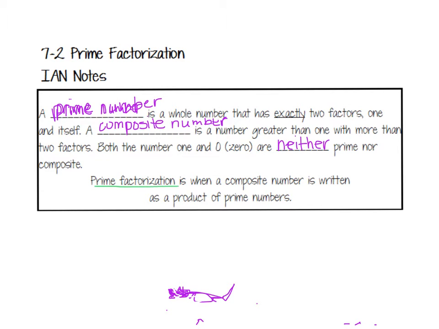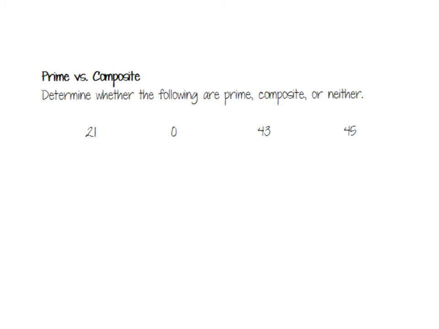Prime factorization is when a composite number is written as a product, that's an answer to a multiplication problem, of prime numbers. So we're going to do some stuff with that, and hopefully it'll make more sense as we go on. So here these directions say prime versus composite. Determine whether the following are prime, composite, or neither.